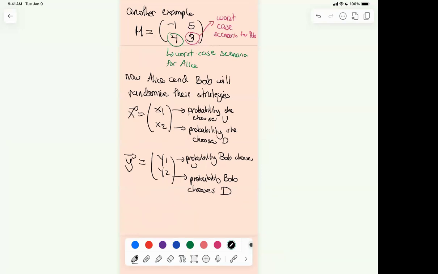So for example, Alice could say, I'm going to play 50%, 50%. So half of the time I'll choose up, half of the time I'll choose down. And Bob could say, I'll do 25, 75. So a quarter of the time I'll choose up, 75%, three quarters of the time, I'll choose down, right? Now, maybe those are not the ideal probabilities that each should have chosen. Maybe that's not the best way to split the ratios.